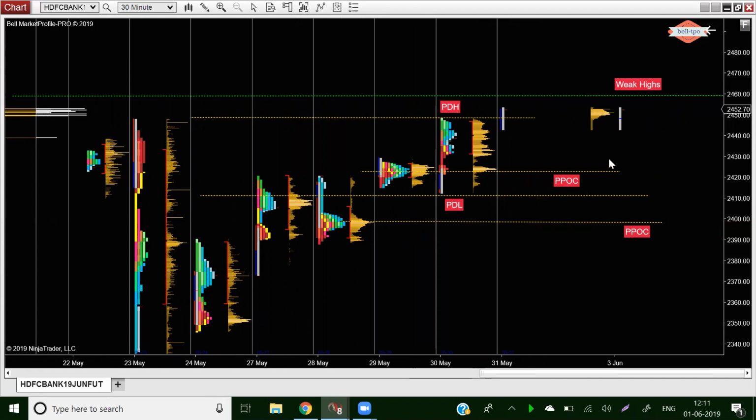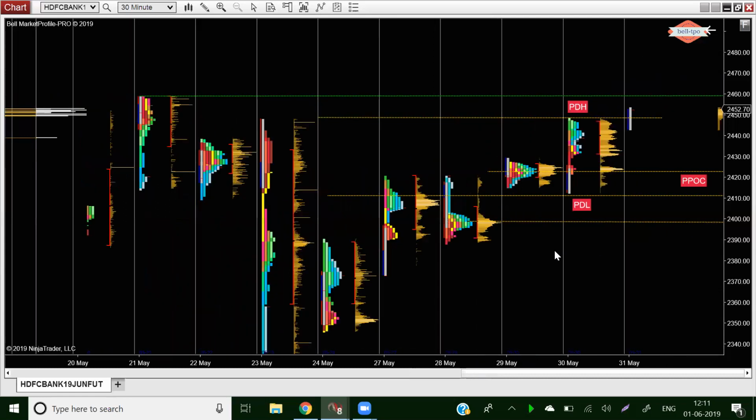Bank, so that if any breakout failure happens on Monday, as we have 3 prominent point of controls, assuming that Friday would be a prominent point of control day. Then my anticipation was that we have 3 prominent point of controls, so if any breakout failure comes over here, we can target all these prominent point of controls and the previous day low as my targets. So that was a positional target I was looking for in HDFC Bank.